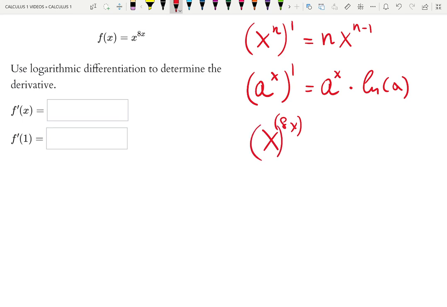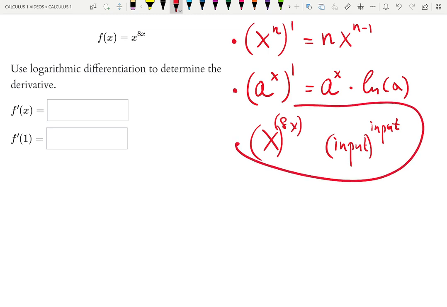Thus, this is the case where I like to call it input raised to the input function, or unknown raised to the unknown. While in the polynomial we have unknown raised to a number, and in the exponential a number raised to the unknown, the third case is a mix of both or neither. So you cannot use the power rule or the exponential function rule. To fix the situation, you use logarithms. Logarithms are amazing and they help us a lot in different cases.